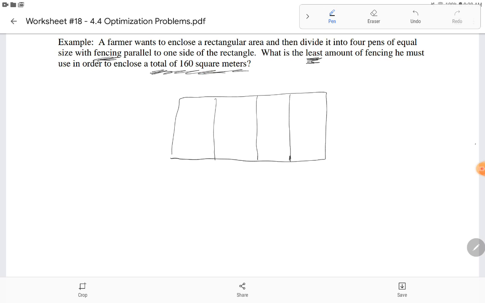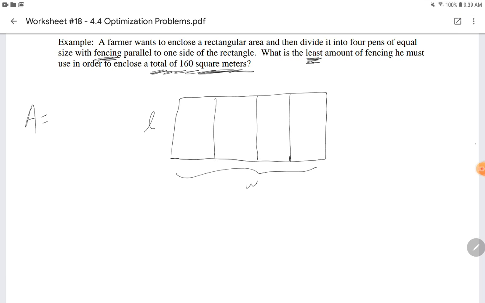If we're talking about square meters, we're talking about an area, aren't we? I'll just label this side length and this whole side width. Like I said in class, the derivation of these formulas is the hardest part of these problems, right? So area is going to be length times width, okay?